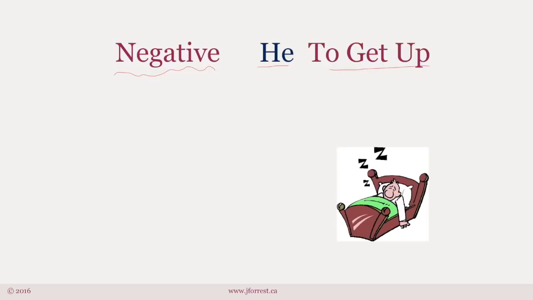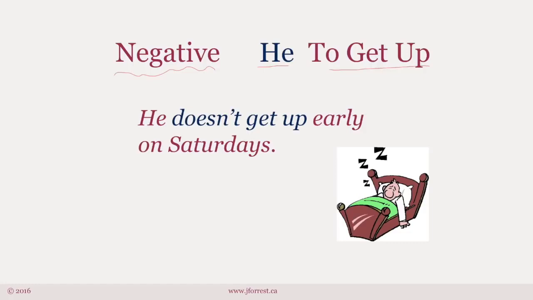Okay, so what could be a sentence in the present simple? Negative. Here's mine. He doesn't get up early on Saturdays. So remember, in the negative with he, she, or it, we need doesn't, and then just your base verb. So base verb here. Okay, early, and then again on Saturdays, which means every Saturday.